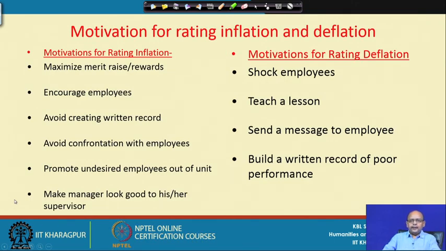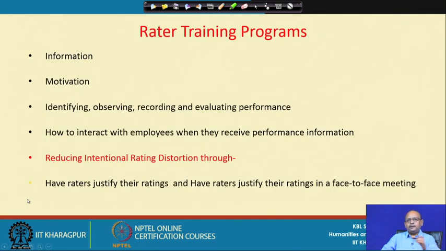So, if you are going for inflated rating, what happens? The employees get better rewards, he is motivated enough, right. But you also avoid confrontation, because you want to please everybody. Okay. But sometimes you are going to promote or reward those who are not deserving candidates, right. And if you are going to have deflated ratings, then probably you have an idea that yes, you want to give a shock to the employees, teach them a lesson, because they are not performing well, and you also want to communicate a message to the employees that you are very strict so far as performance is concerned. But in that case you need to prepare a record of poor performance, to show that yes, your performance is very poor.